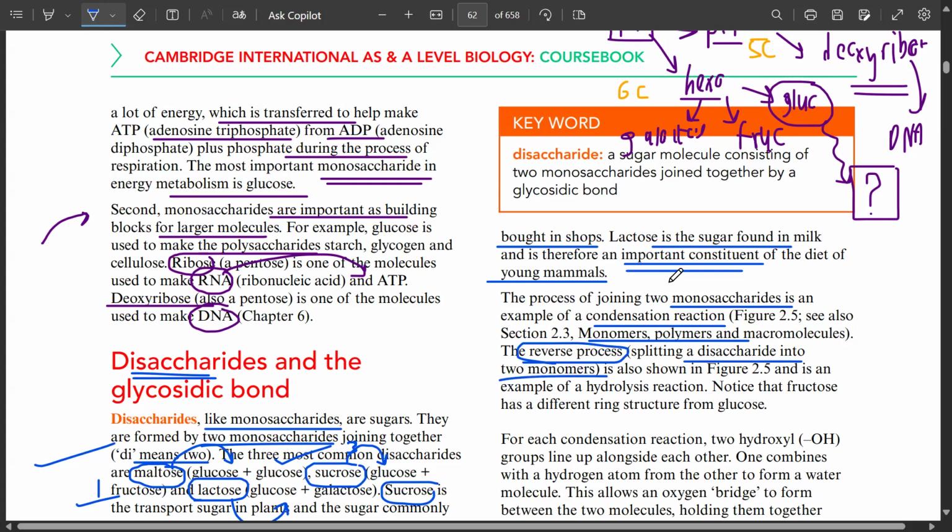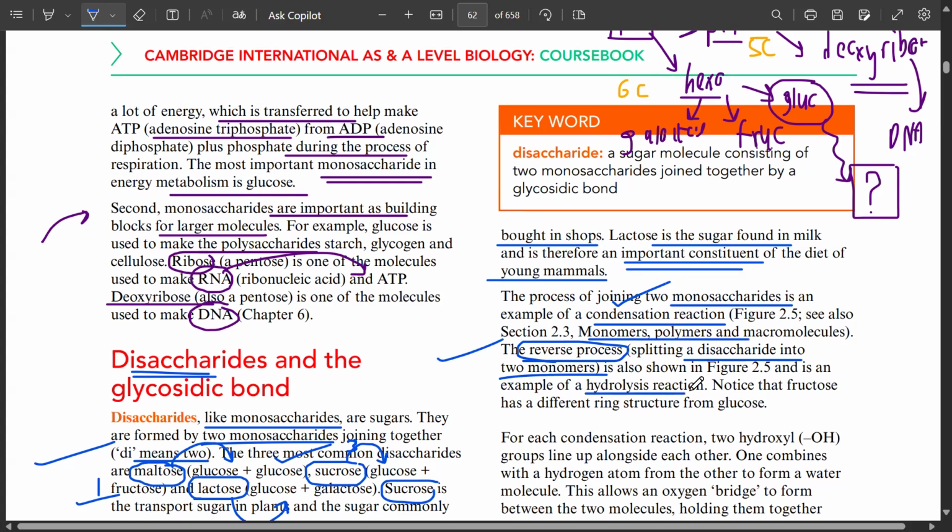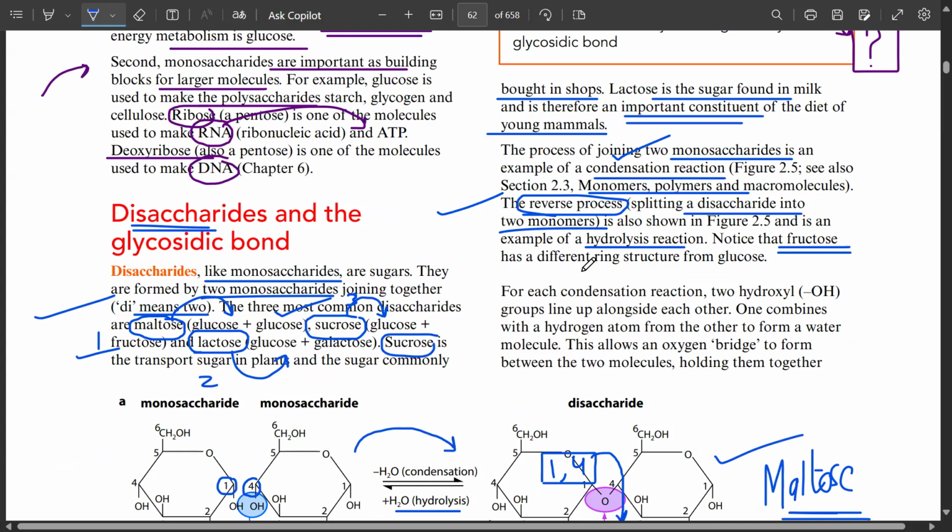So one of them is known as condensation, and the reverse process is known as a hydrolysis reaction. Notice that the fructose has a different ring structure from glucose, and you don't need to memorize the structure of fructose. What you do need to memorize is the structure of alpha glucose, favorite question of examiner, and sometimes beta glucose as well, that we are going to study in polysaccharides. You will come to know that glycogen is formed from alpha glucose, whereas cellulose is formed from beta glucose. So that comes in polysaccharides.